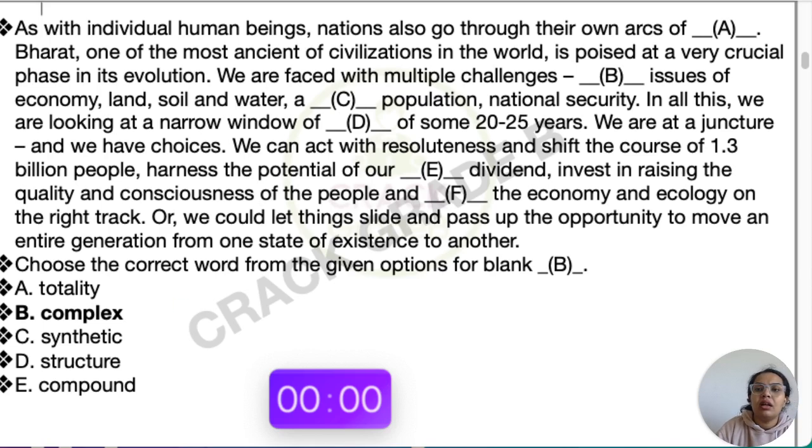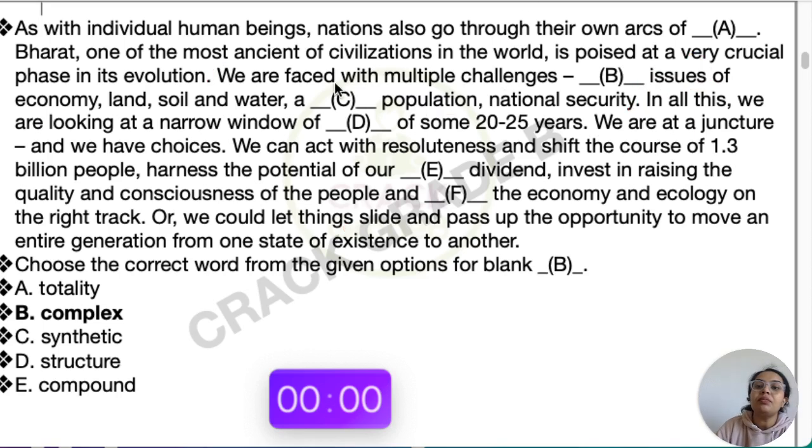Next one, we are faced with multiple challenges, issues of economy, land, soil, and water, a dash population, national security. So here is a tip for all of you. Now, whenever you have such a scenario where in the same sentence you get two blanks, make sure that you do them parallelly. Currently, when we were doing practice, I didn't give you that option. But in exam, if they are this close in the same statement, you are getting two blanks. Try to do both of them parallelly. दोनों के options check करना, फिर answer decide करना.